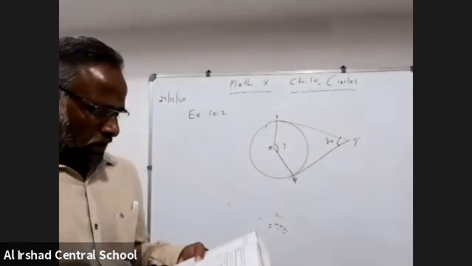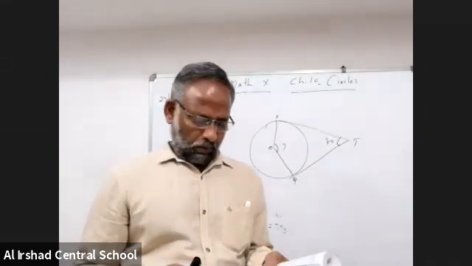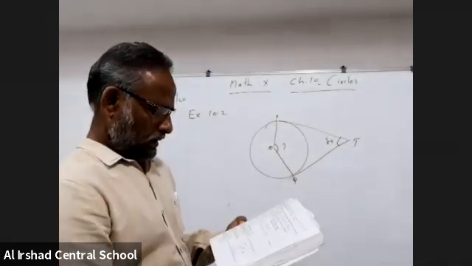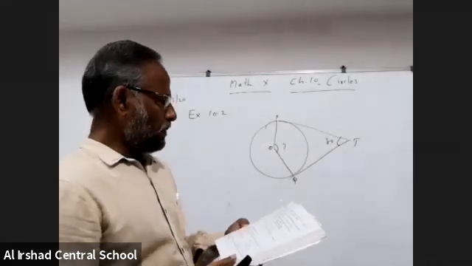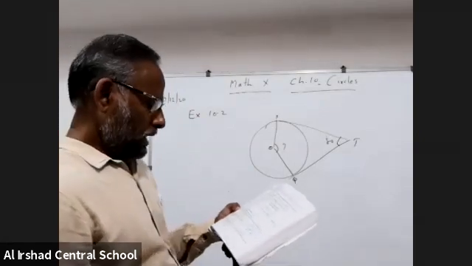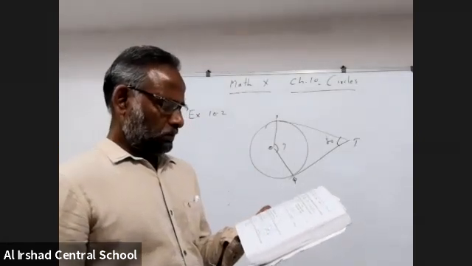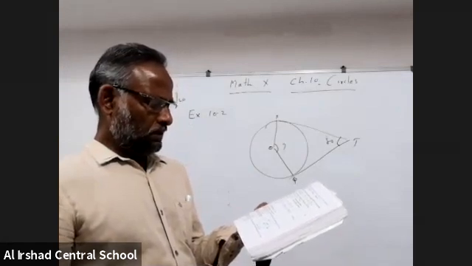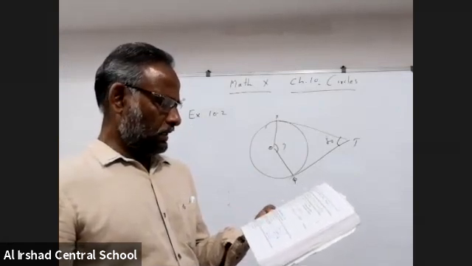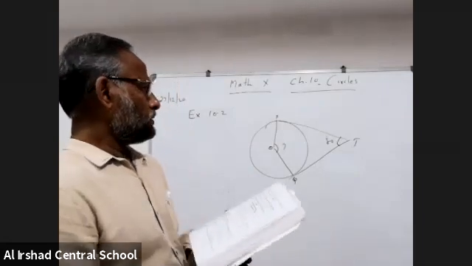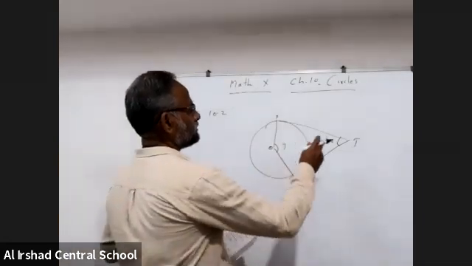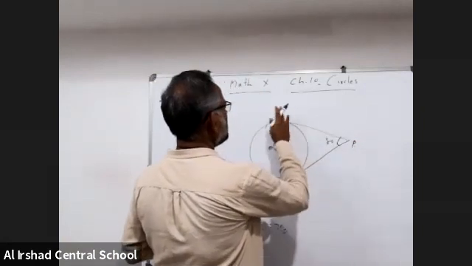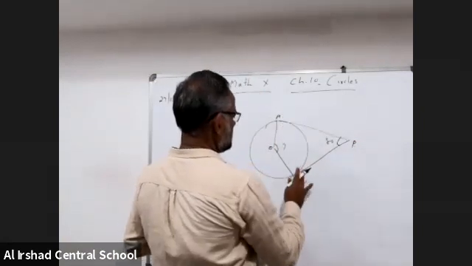See the question. Exercise 10.2. If tangents PA and PB from a point P to a circle with center O are inclined to each other at an angle of 80 degrees. So it is PA and PB. Look here, PA and PB.